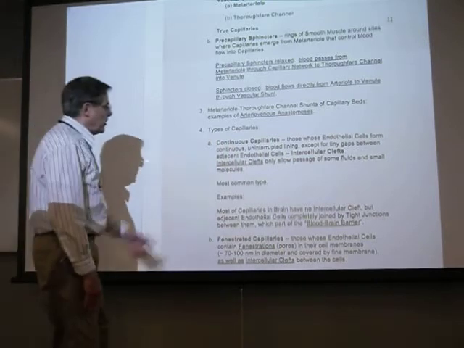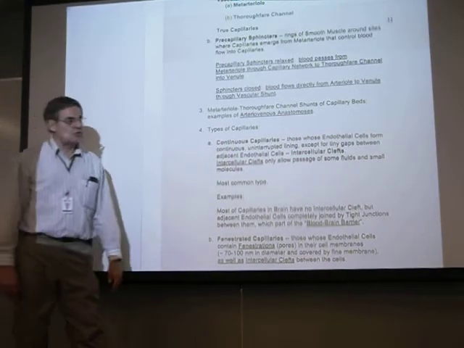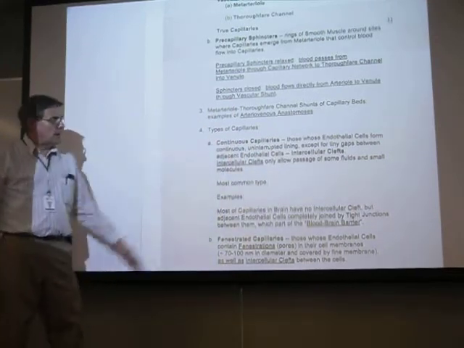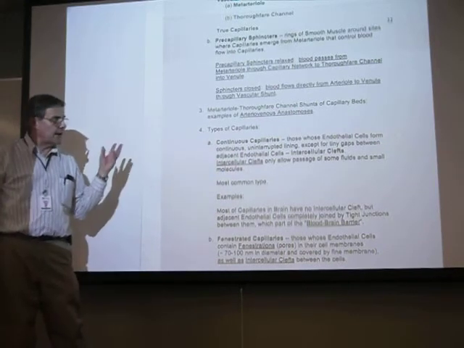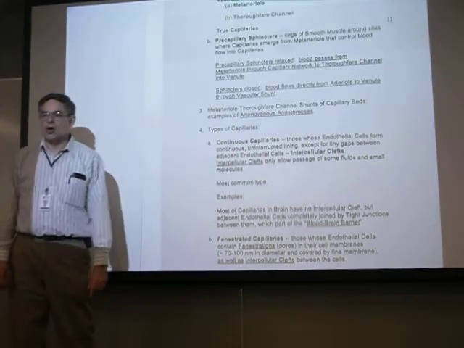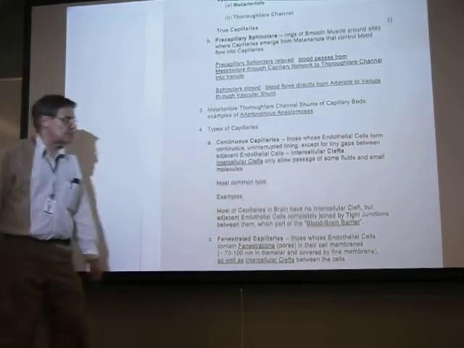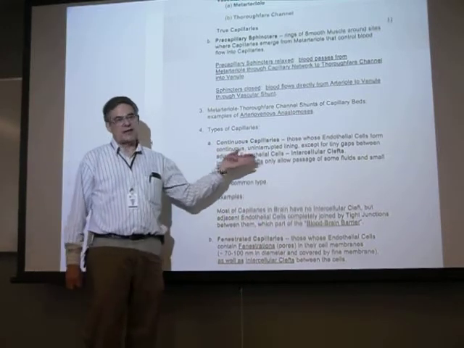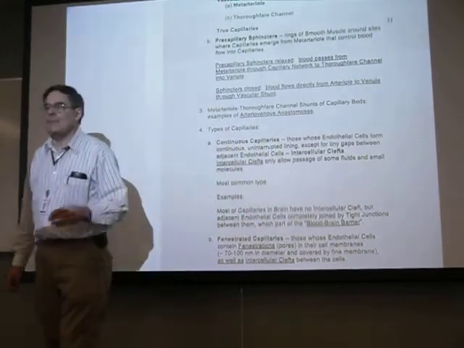Now, most capillaries are so-called continuous capillaries, which is to say the endothelial cells that line all blood vessels, including capillaries, are pretty much uninterrupted. It's an uninterrupted lining, except for small gaps between adjacent endothelial cells. And these are called intercellular clefts. It's through these intercellular clefts that some things can pass: small molecules, fluids, and things like this. So small molecules like water can readily pass. Alcohol, which is a small molecule, can readily pass. But the large molecules don't.